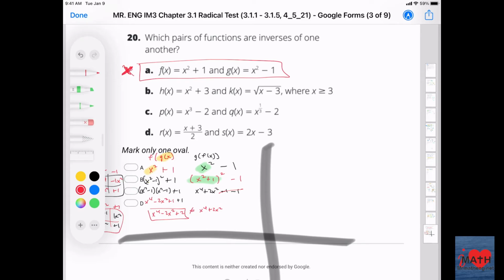Okay, and we get the wonderful privilege of doing that 4 times. So let's go ahead and do B now. Let's do the green one. Every h value we're going to put in k of x.